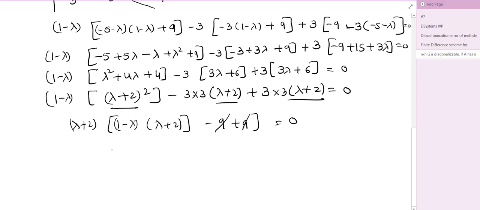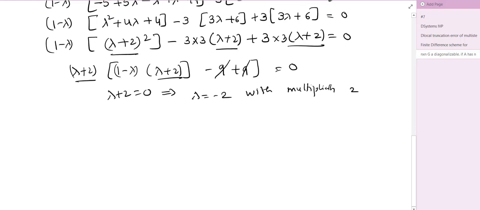So here you have simply the two equations. Lambda plus 2 appears 2 times, so lambda plus 2 equal to 0 with multiplicity 2. Of course, lambda will be equal to minus 2 with multiplicity 2. When I say multiplicity 2, it means it is repeating 2 times. Similarly, 1 minus lambda equal to 0 implies lambda is equal to 1. So we have now got 2 eigenvalues. This is basically step 1. We have actually got the eigenvalues now.